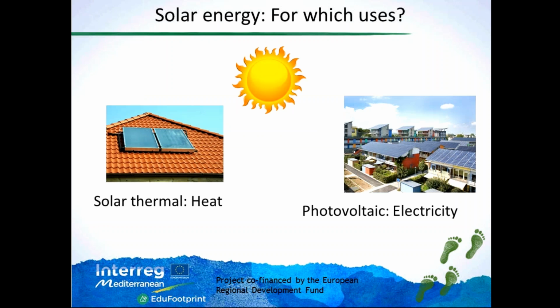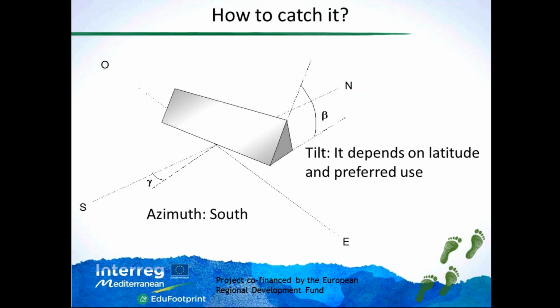Okay, so as I was saying in my introduction, we are talking about the use of solar energy for both heat production through the so-called solar thermal plants, solar thermal collectors, and photovoltaic, which means the use of solar energy for producing electricity, electric energy. Talking about solar energy, of course, the first issue is how to catch it. We all know how to catch it, but maybe we are not sure how to catch it in an optimal way. Let's put it like that.